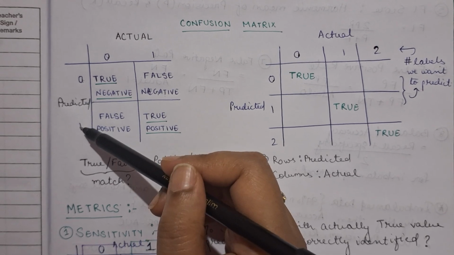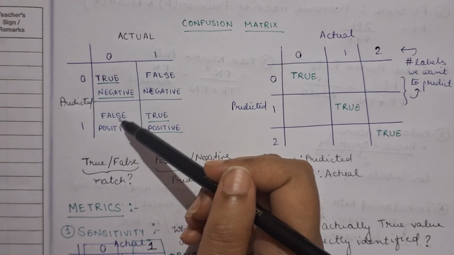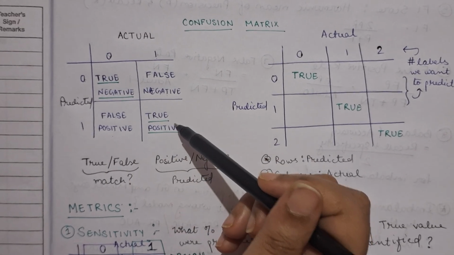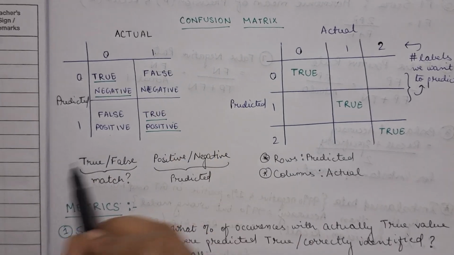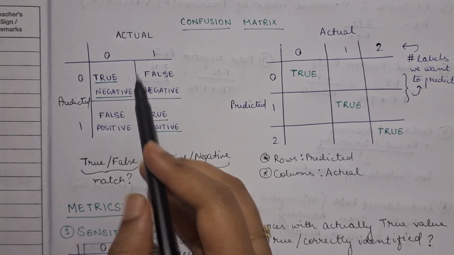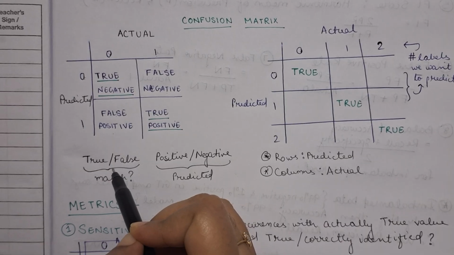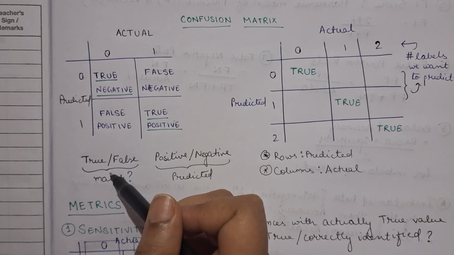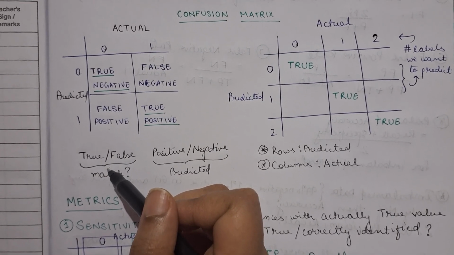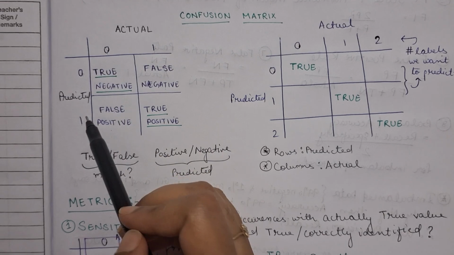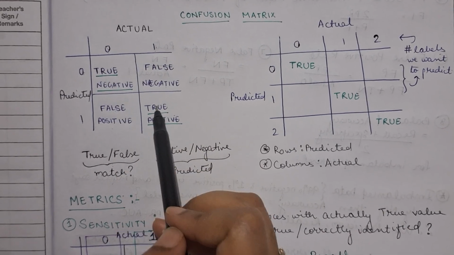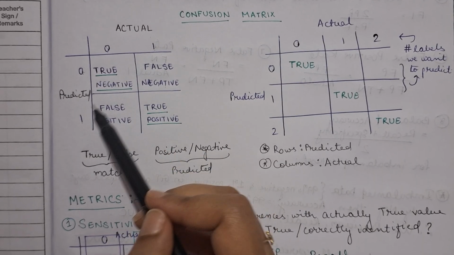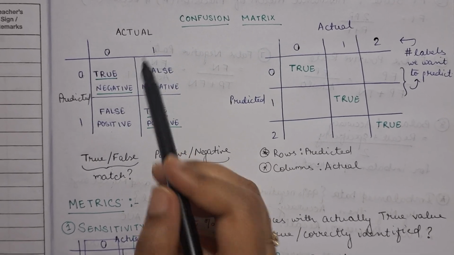Similarly, if it is predicted as 1 but the actual was 0, then it is false positive, and if both predicted and actual are 1, then it is true positive. How the naming convention is done is that the first part is true or false, that says whether the predicted and actuals have matched, whether they have been correctly predicted or not. So when it is correctly predicted, it is true. When incorrectly predicted, or the actual and predicted values are not matching, the labels are not matching, then it is false.